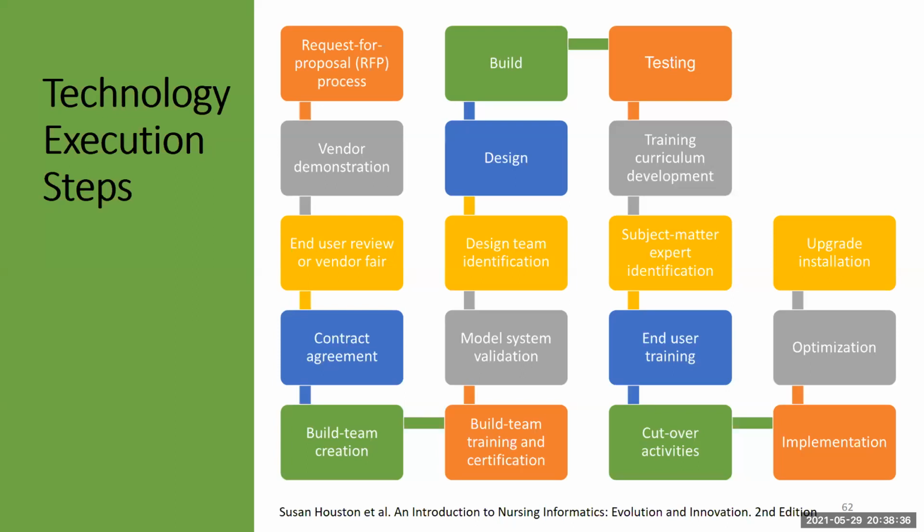So we start from the top left with a request for proposal. It's a proposal to be submitted to a vendor in case we want to buy a ready-made system and do not want to develop it from scratch ourselves. So we submit a proposal and request for information. Then comes the vendor demonstration, which means that the vendor provides us with a prototype system and introduces their already available information system. It could be an EHR, EMR, or a patient portal, or any of those systems that we discussed. It follows with end user review or vendor fair.